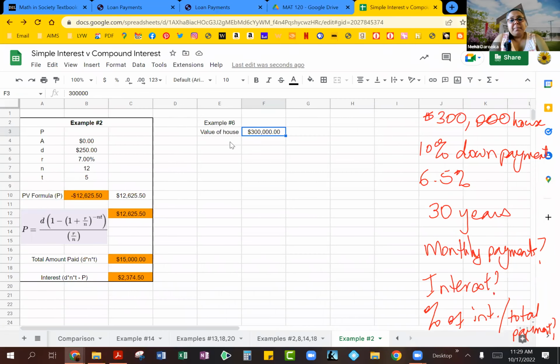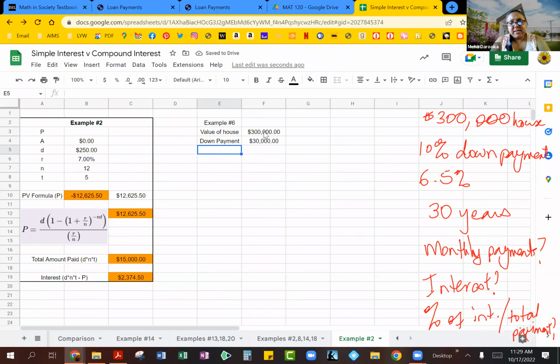Perfect. So for the down payment, you can use your calculator, or you can let Excel or Google Sheets do the math for you. So basically take a cell, put equal to in there, take the value of the home and multiply it by 0.1. And that tells you what the down payment will be.